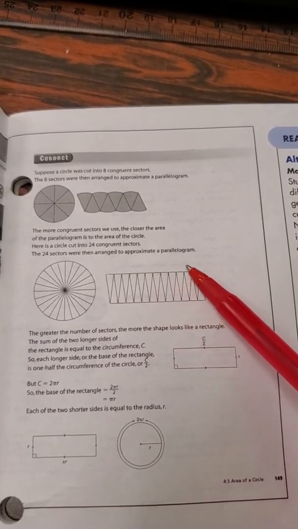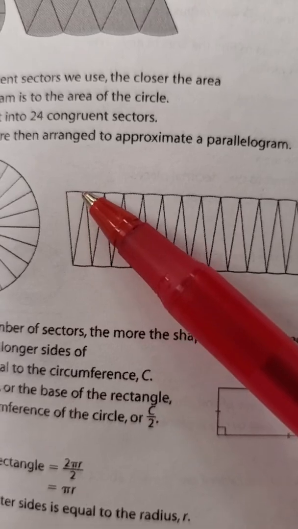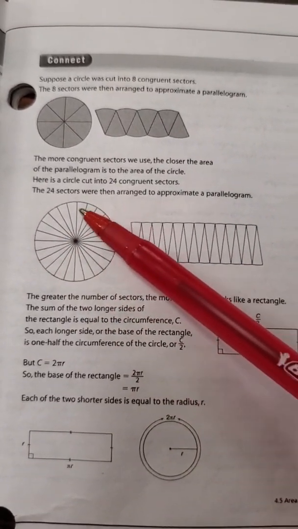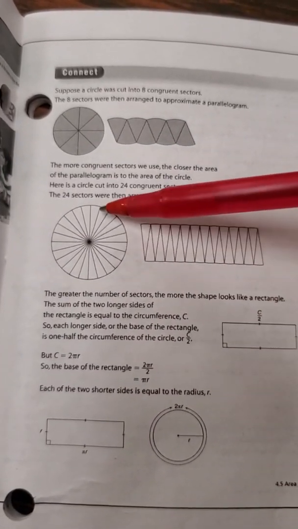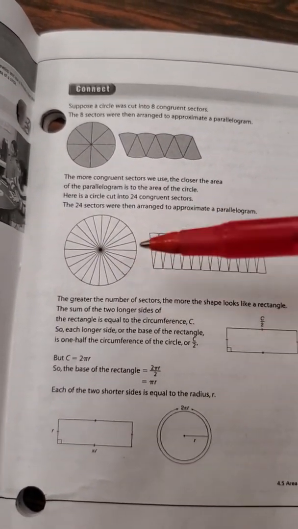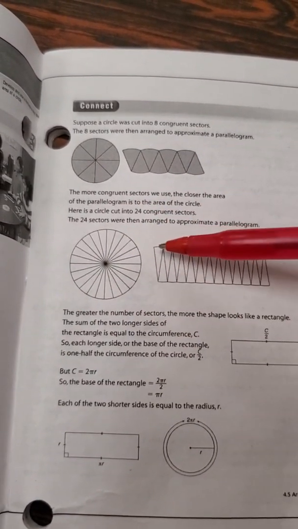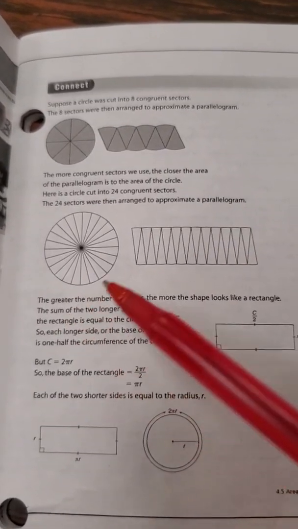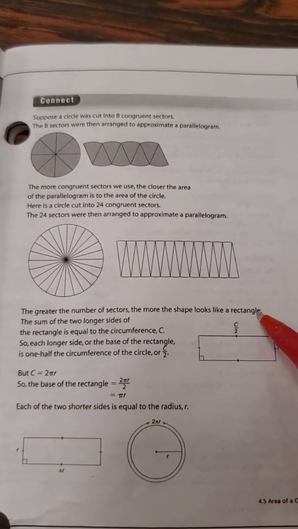some of you might not have even noticed that there are actually little small arches, parts of the circumference, parts of this distance that goes around the circle. So now we've cut them into a bunch of sectors and it's closer to a parallelogram. Now, if we get so far that we're cutting these into so many sectors, eventually it would look almost exactly the same as a parallelogram, almost. The greater number of the sectors, the more the shape looks like a rectangle.